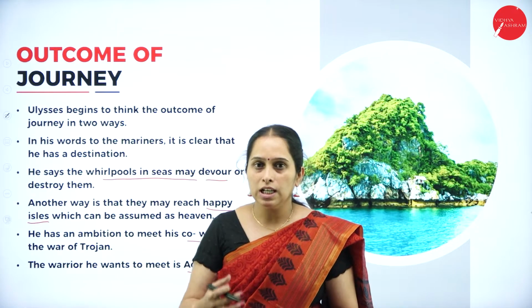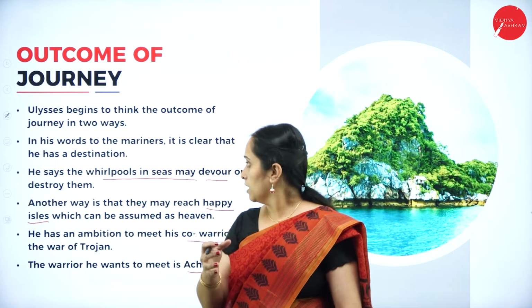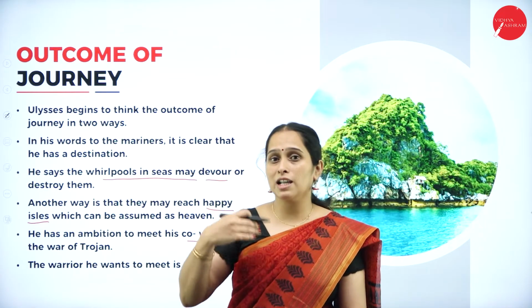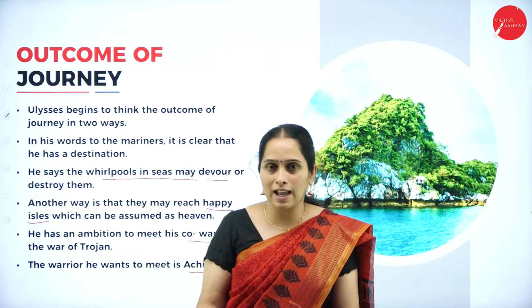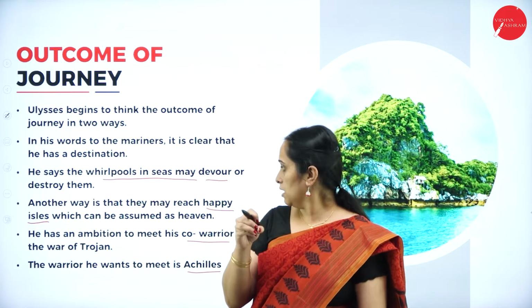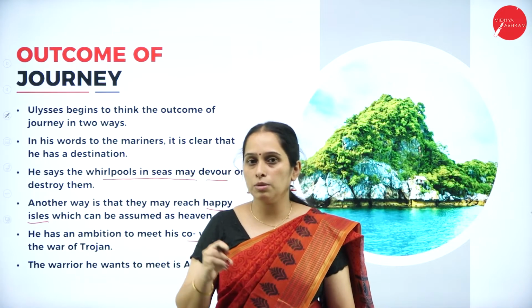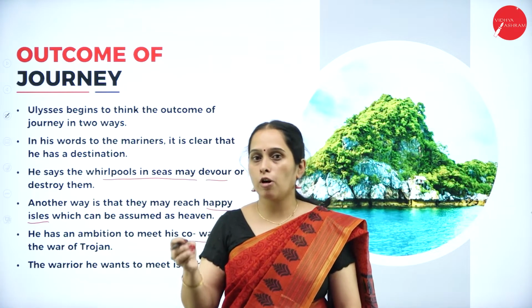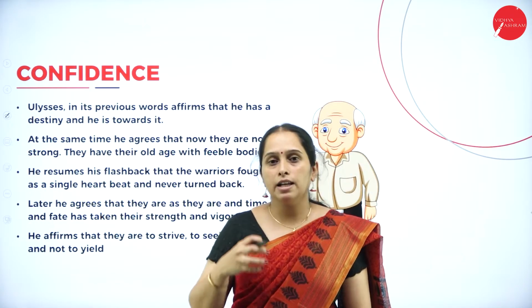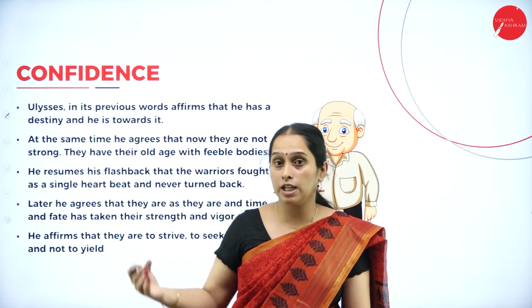Before moving further, he says to his mariners that we may get stuck or we may be destroyed by the whirlpools, or we may reach a new island which seems like heaven. And also another ambition was to meet his friend, his co-warrior who fought in the Trojan War, that is Achilles. At the end, Ulysses affirms confidence in himself and also in his friends.